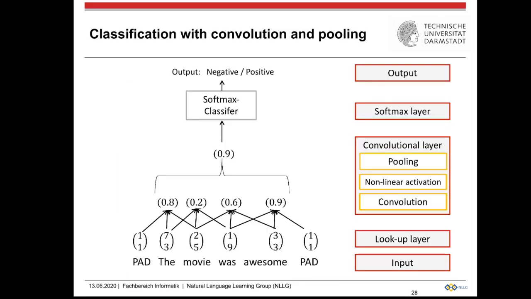Let's look at the convolutional networks as a whole. We start with a sequence of words as input and feed them into a lookup layer to get their word embeddings. In this example, every word embedding has two dimensions, and then we feed these word embeddings into convolutional layers. First, we start with four convolutional operations to get four convolved features, right? And we can apply nonlinear activation functions to amplify the signals of these convolved features.